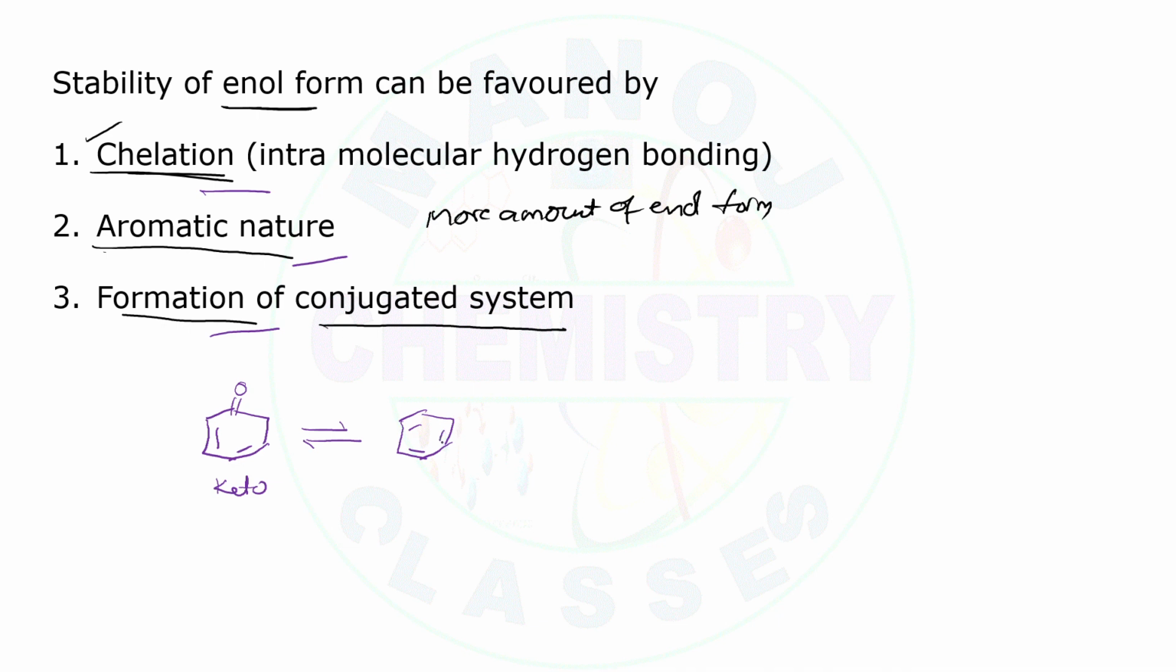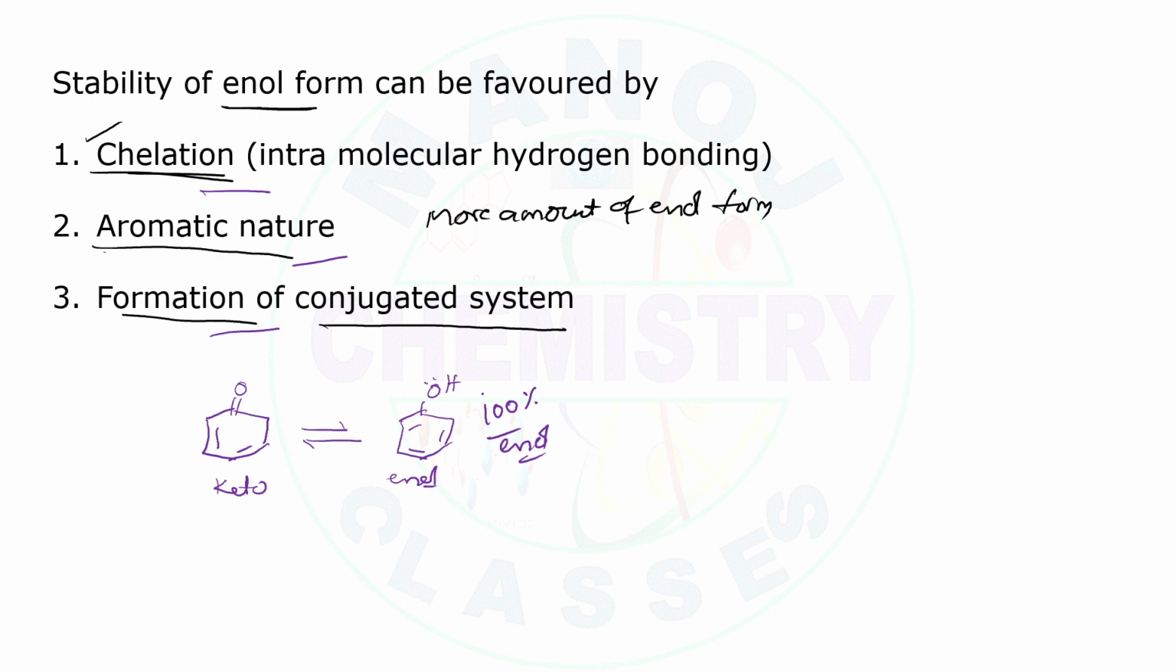Here this will be like this. Yeah, this one will be enol form. Here in this case 100% of enol form will be there. The amount of enol form is 100%. The enol form will be existing. So here the reason is aromaticity or conjugation.